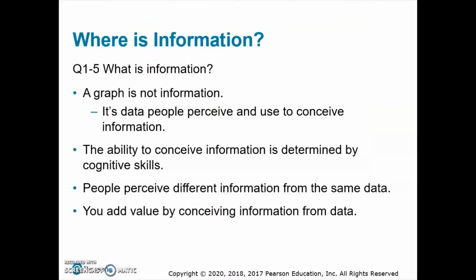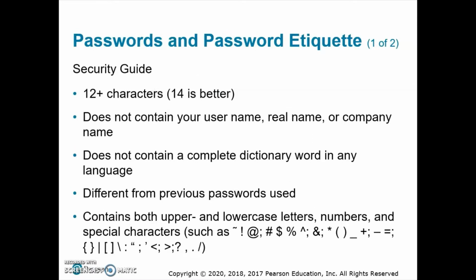It's data that people perceive and use to convey information. But the ability to conceive information is determined by your cognitive skills. Everybody's different. That chart is going to mean different things to different people. People perceive different information from the same data. You need to add some value to this. You really need to make the data come alive and be useful to everyone. We're going to learn a lot about this in this course. And I know this was a pretty quick, high-level overview of it, but the text is going to go much more in depth.